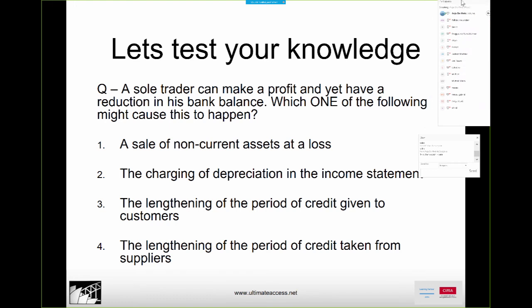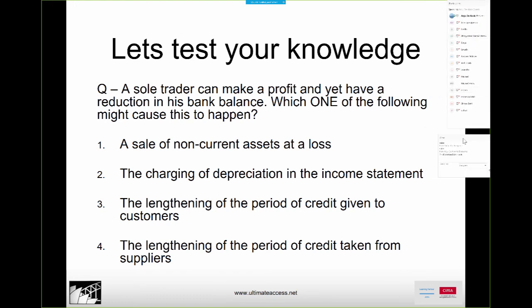A sole trader can make a profit and yet have a reduction in his bank balance. Which one of the following might cause this to happen? A sale of a non-current asset at a loss, the charging of depreciation in the income statement, the lengthening of the period of credit given to customers, the lengthening of the period of credit taken from suppliers. So read the question very closely and tell me, what would you choose? First, second, third or fourth answer?